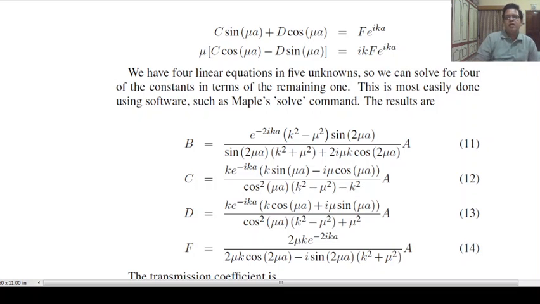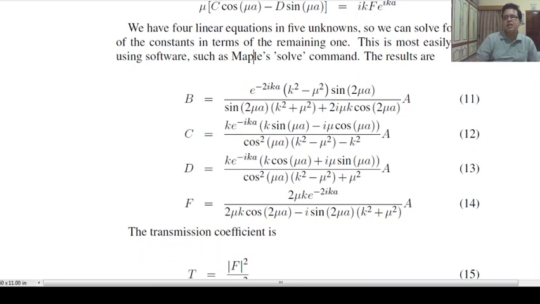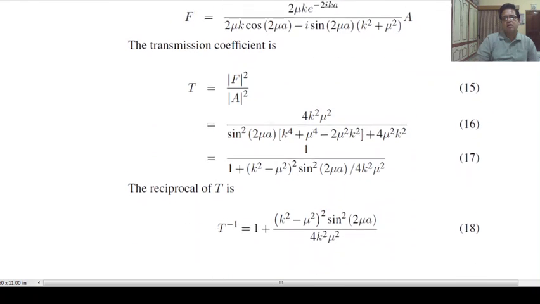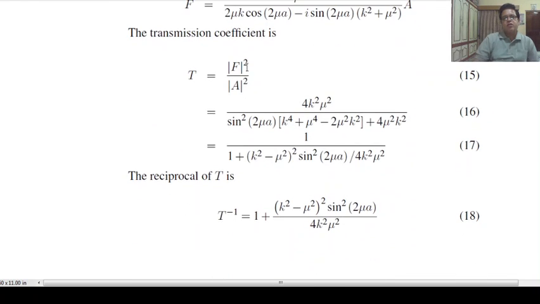The results you can easily obtain by using mathematical analysis, that means solving the algebraic equations for B, C, D, F. The transmission coefficient is F upon A. T is equal to F upon A square.